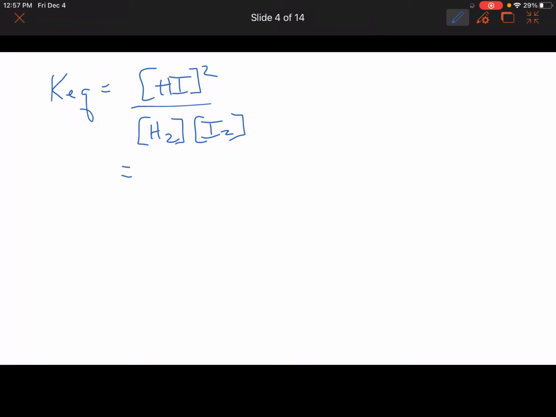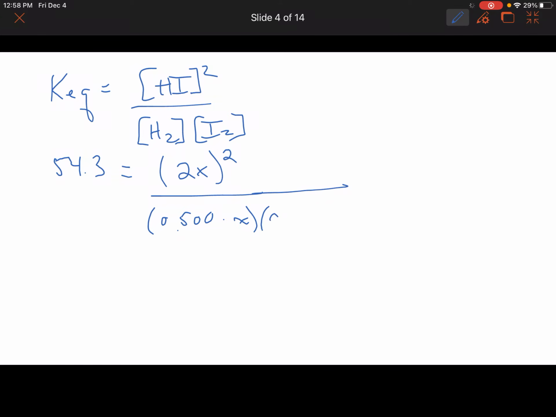Actually, I'm going to just do it over here. So KQ, like I said, is HI squared divided by H2 multiplied by I2. So now I'm just going to sub in my values, and the KQ is given to you in the question, so it's going to be 54.3, and that's going to be equal to, and now HI is going to be equal to 2x, so 2x squared, and then divided by 0.500 minus x multiplied by 0.500 minus x.